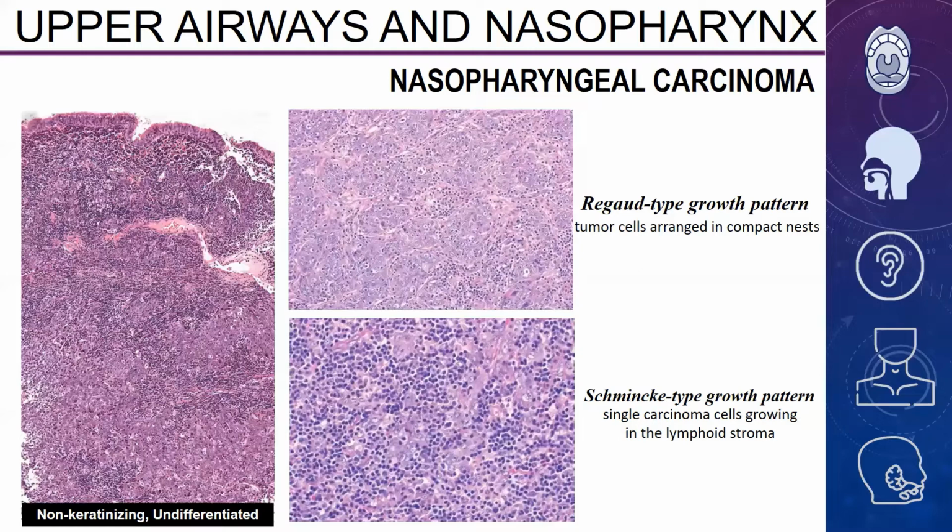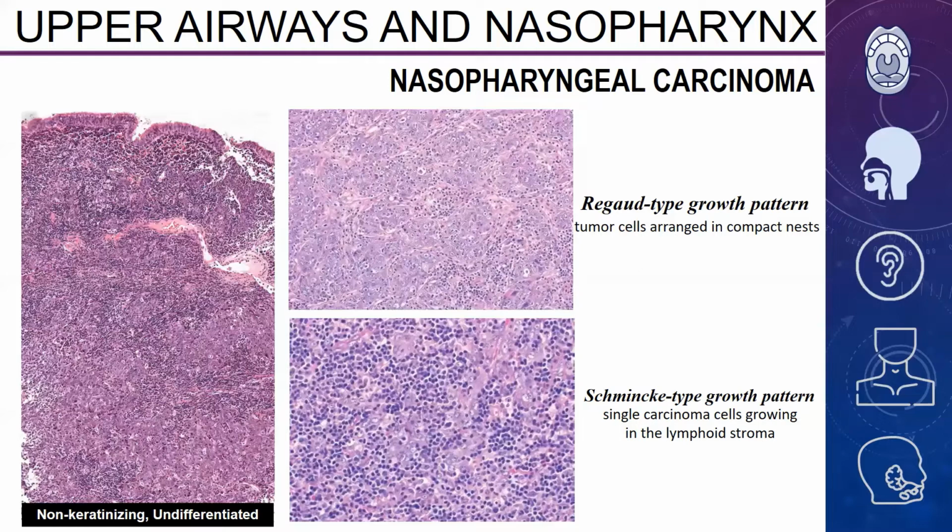Beyond EBV infection, diets high in nitrosamines and environmental insults, including smoking and chemical fumes, have been linked to these tumors. In the non-keratinizing form, most patients have antibodies against EBV early antigens or viral capsid antigens, and PCR can be used to detect EBV DNA in the serum. Histologically, keratinizing and non-keratinizing nasopharyngeal carcinomas resemble well-differentiated and poorly differentiated SCCs, or squamous cell carcinomas, arising in other locations.